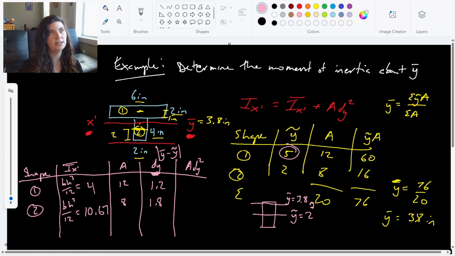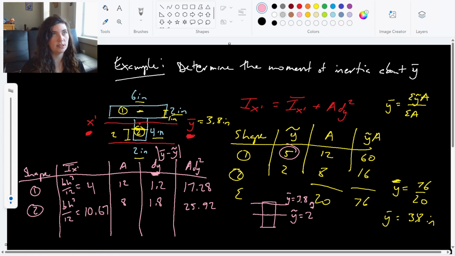So that's why we use the dy there instead of a y tilde or anything else. We use the d sub y to differentiate it because it's the difference between the axis of interest, which in this case is that y centroid, the centroidal x-axis, minus the centroid of each portion. So that's our dy. And then we'll go ahead and multiply these out. So we'll do this 12 times 1.2 squared. Punch that in my calculator, 17.28. Then we do 8 times 1.8 squared, which is 25.92.